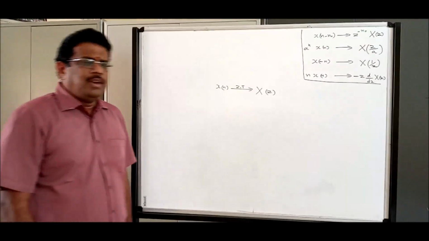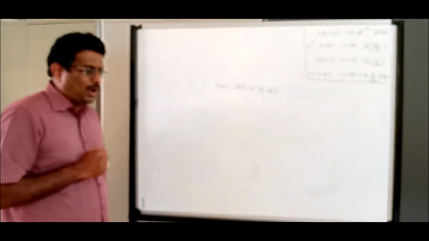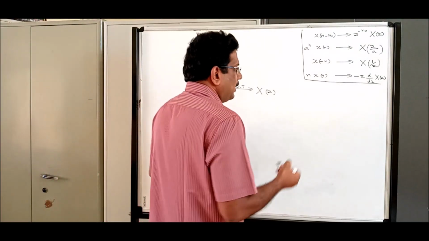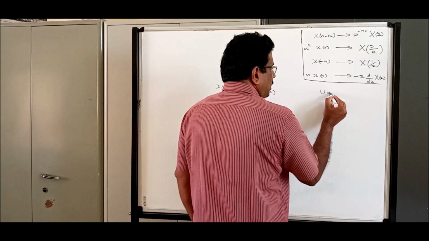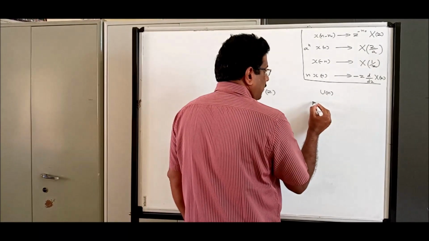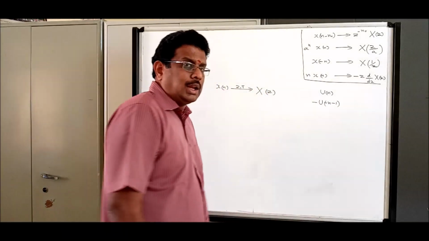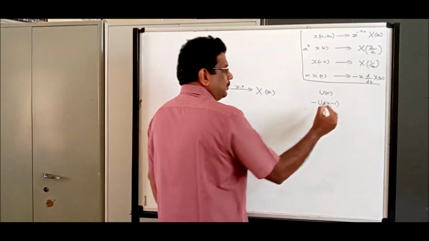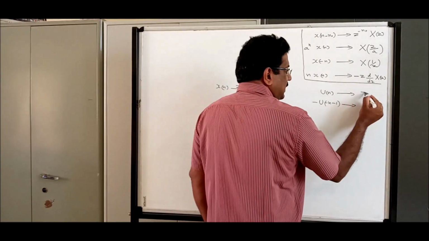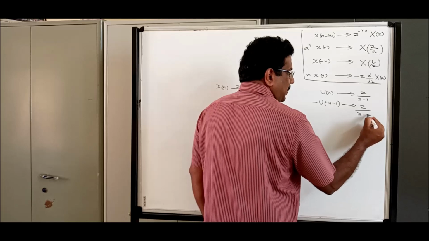And then we need some general problems and their answers. In the last session, we had some problems. What is the z transform for u of n? And one more we had: what is the z transform for minus u of minus n minus 1? Can you remember? For these two problems, the answer remains the same. What is the answer? z by z minus 1. Here also, z by z minus 1.